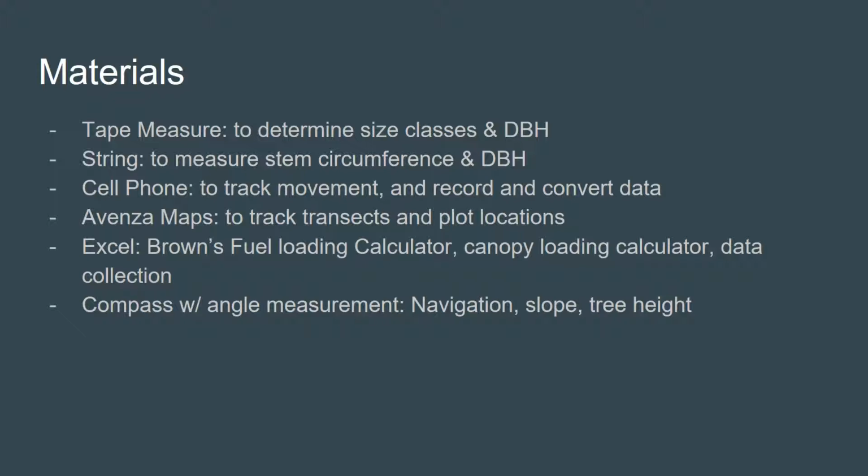My materials were pretty basic for this analysis. I used a tape measure for size classes and DBH, and a string to measure stem circumference for DBH. My cell phone tracked movement and recorded data through Avenza Maps and Excel. And then I used a compass with an angle measurement for navigation, slope, and tree height calculations.